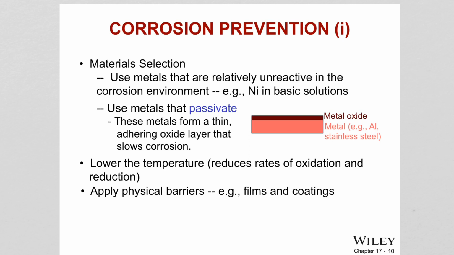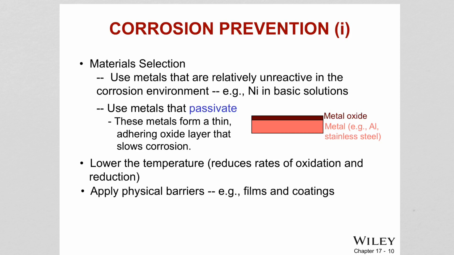So even though this film is thin, it slows down the corrosion, and it can take very, very long for species to diffuse through this metal oxide film that forms on top of aluminum or stainless steel. We call these metals passivated: the oxide film forms on top of them, and it prevents their corrosion.